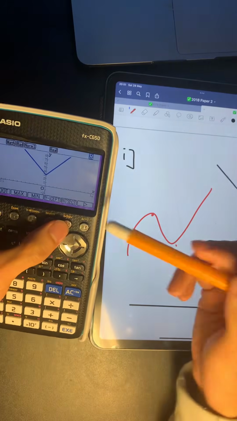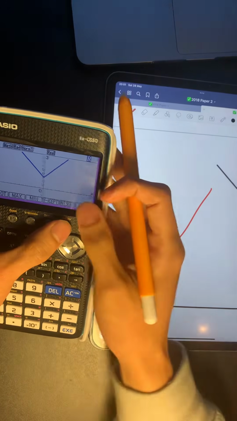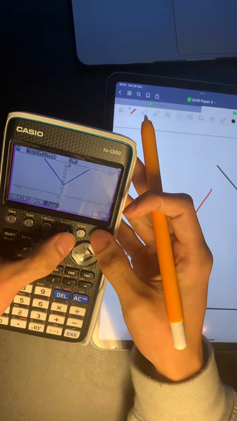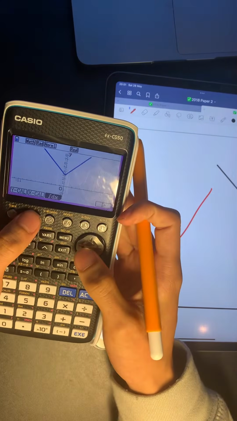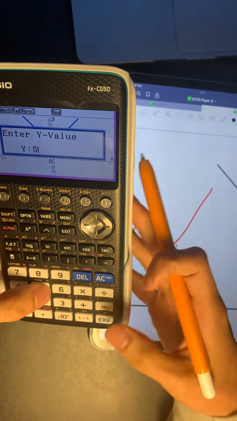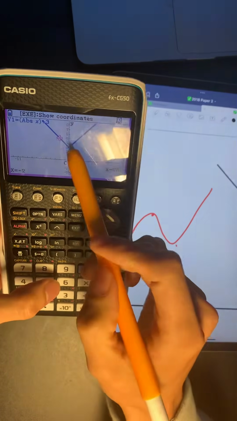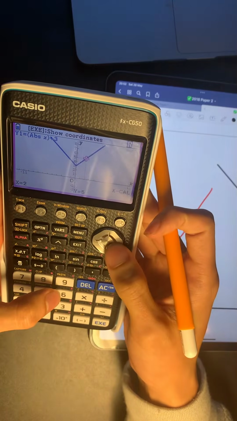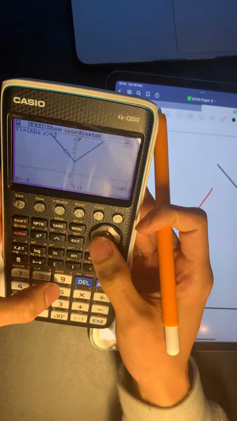We also have the intersect between 2 lines. So if you plotted 2 lines, it'll give you the intersect. Y-calc and X-calc is basically you give the y value. So let's say you want a y value of 5, and it'll give you what x values give you the y value of 5, and you can use the arrows to swipe through the functions.